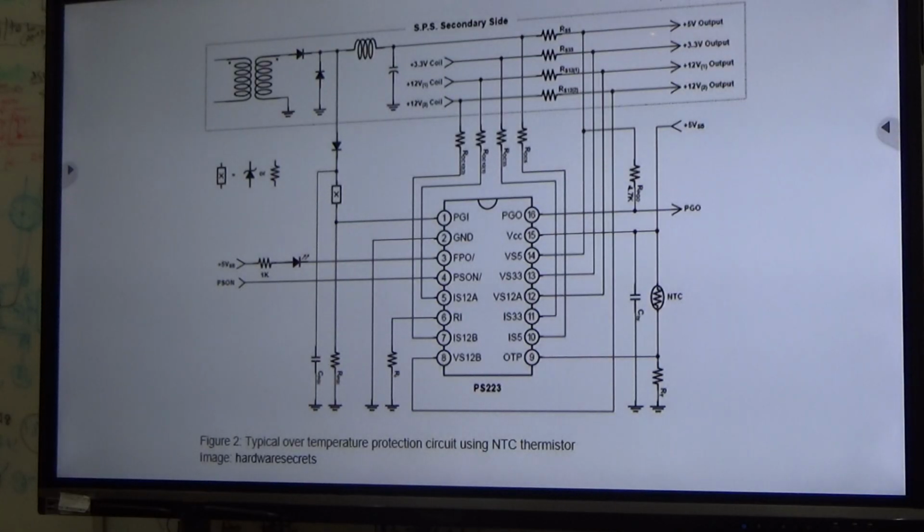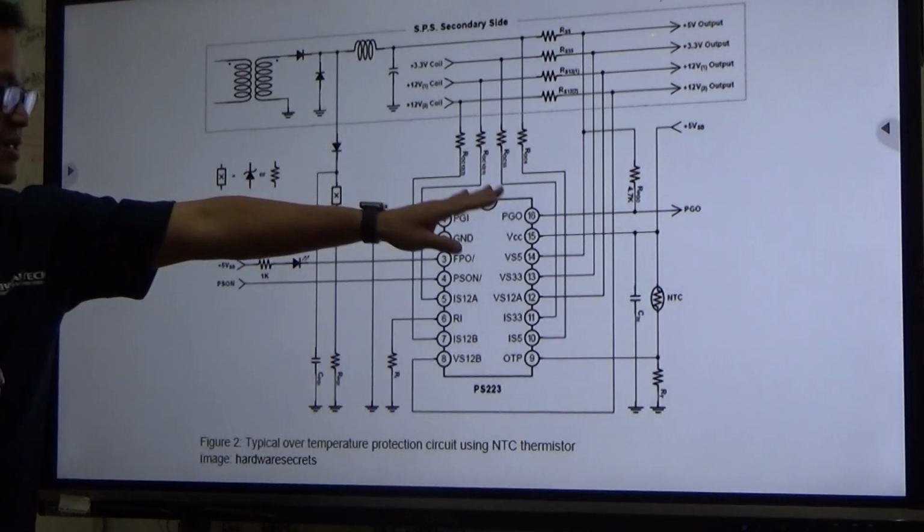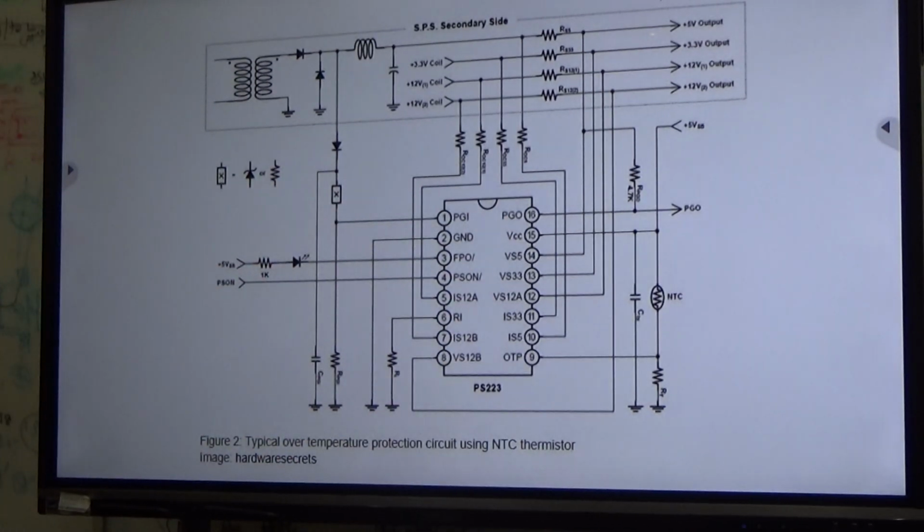If you are the R&D engineer, and you want to make an extra OTP function, over temperature function, I can give you a component. So where is the best place that you can put the component? Take a guess. So far so good, everyone?